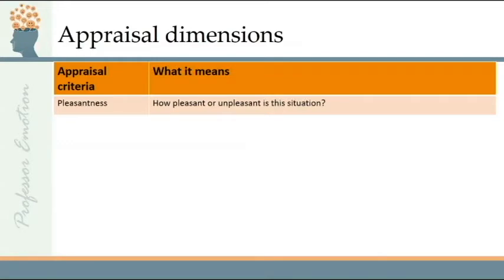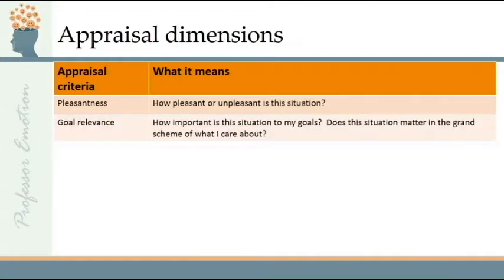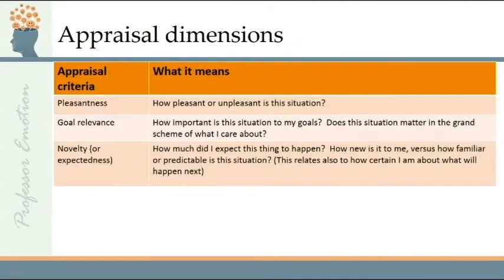So essentially, how pleasant or unpleasant is the situation? We can kind of evaluate its goodness. We can also evaluate its goal relevance. How important is this situation to what I want? Does the situation matter? Remember that we tend not to have strong emotional responses about things that don't matter to us. So the more that a situation is relevant to our goals, the stronger an emotional response we're likely to have. We can also evaluate on a couple of other dimensions.